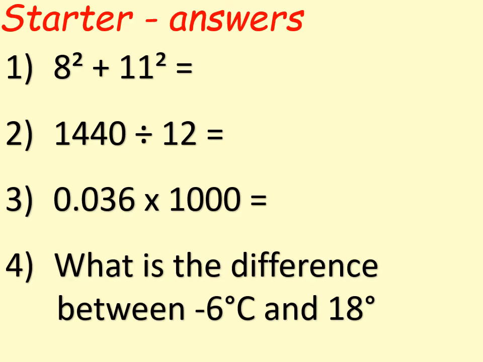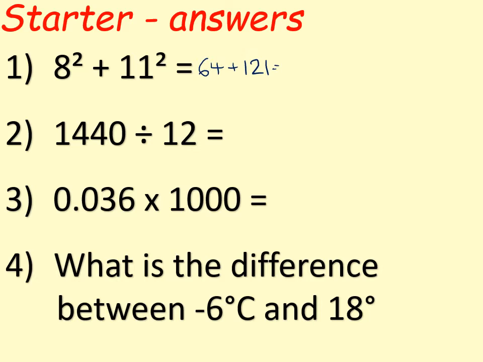Alright, let's have a look at our answers then, see what you've got. First question then, how would we solve this problem? 8 squared plus 11 squared. Well, if you rewrote it first of all, 8 squared, well 8 8s are 64 and 11 squared was 121. A lot of people forget that one.